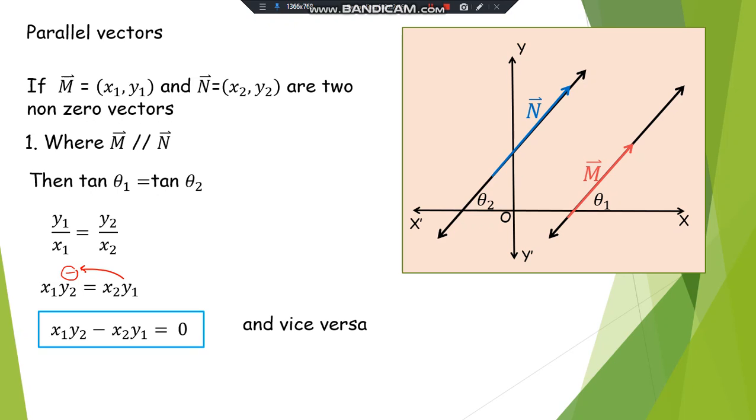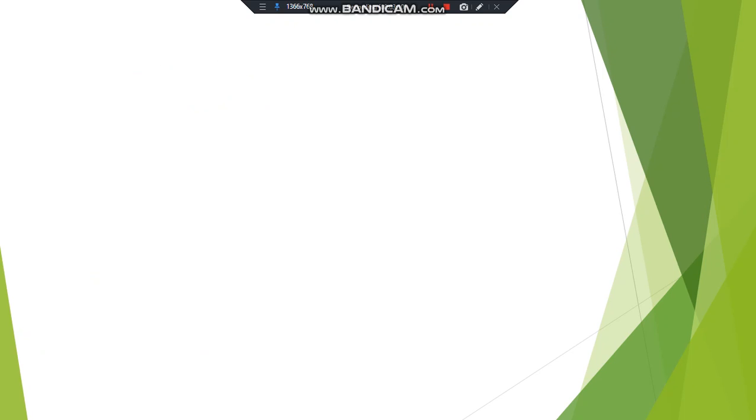So if we have the product of the extremes, x1 multiplied by y2, minus the product of the means equals 0, it means the two vectors are parallel. If x1 y2 minus x2 y1 equals 0, then vector m is parallel to vector n.